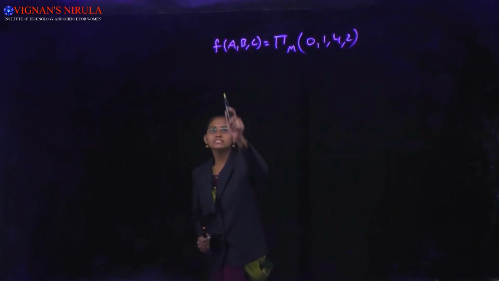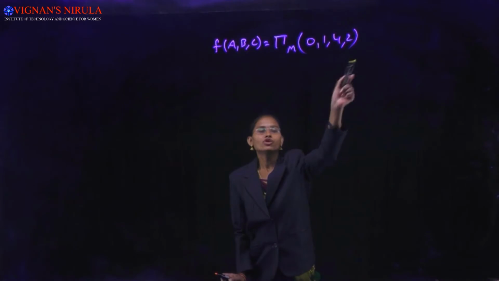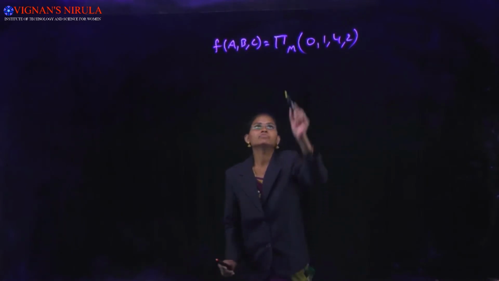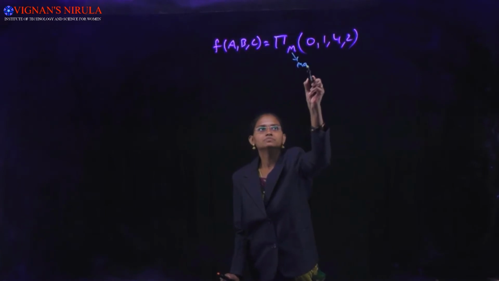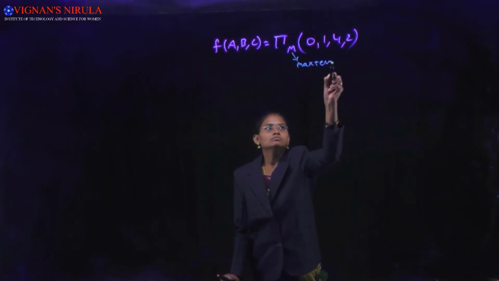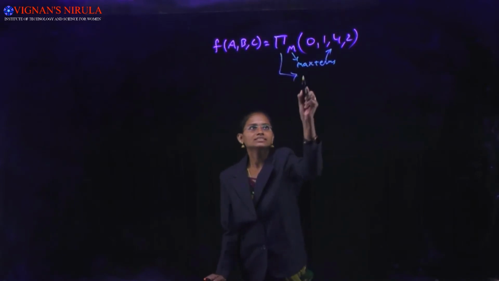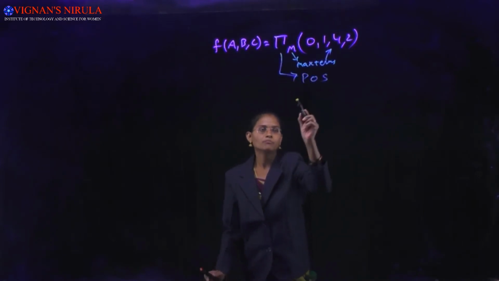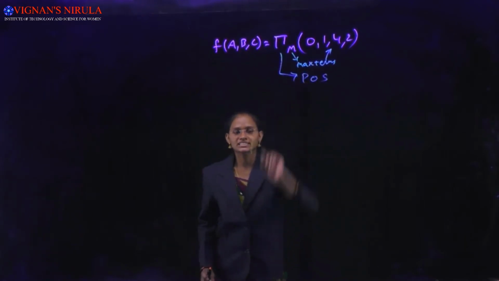And the next problem is f of A, B, C equal to pi m of 0, 1, 4, 2 by using the K-map. Here pi m indicates the max terms. These are the max terms. Pi m represents the POS form, product of sums. Okay, these are the max terms.